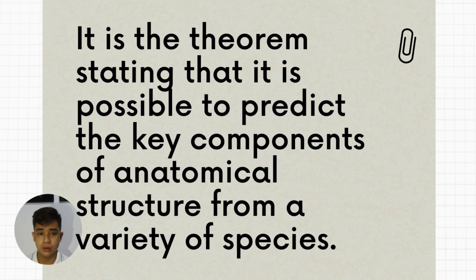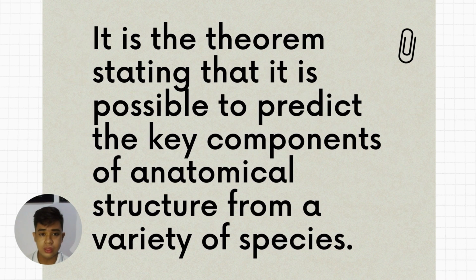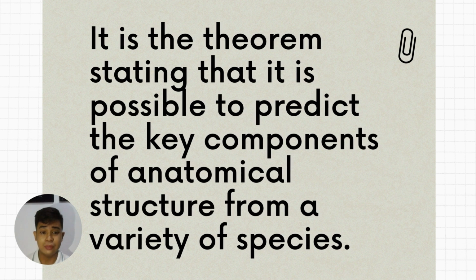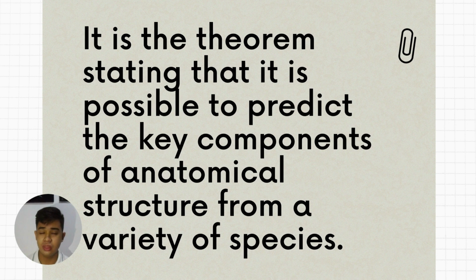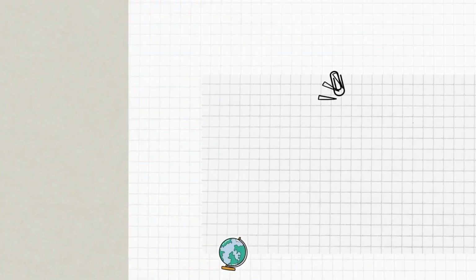Before we end this part of the report, I will leave you this question in order for you to be able to recall and look back on what we have just learned. So, this is the question. It is a theorem stating that it is possible to predict the key components of anatomical structure from a variety of species. That would be all for my part, and thank you for listening.